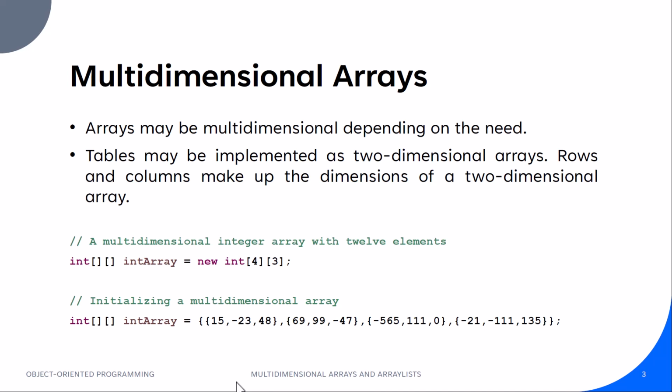Tables may be implemented as two-dimensional arrays. Rows and columns make up the dimensions of a two-dimensional array. Here's an example for a multidimensional integer array with 12 elements.